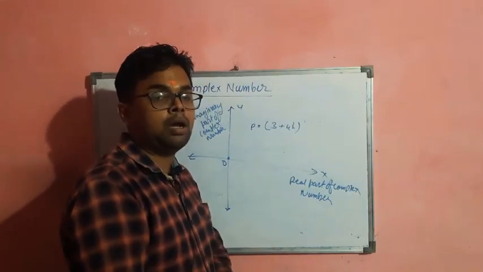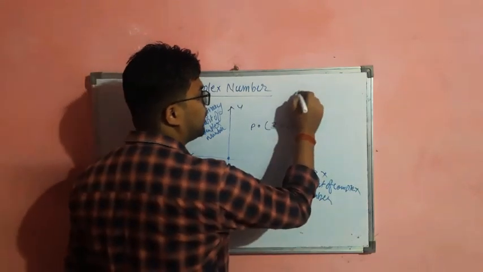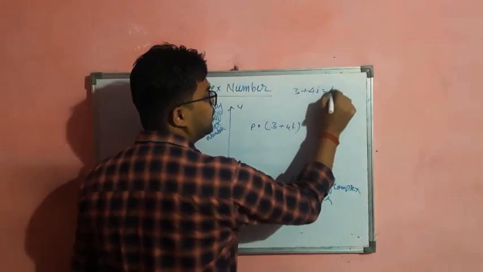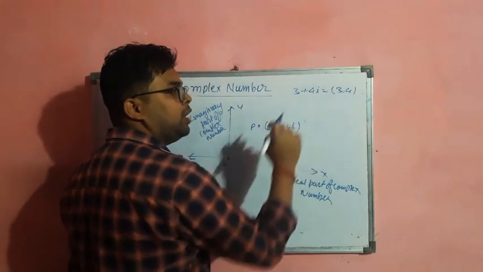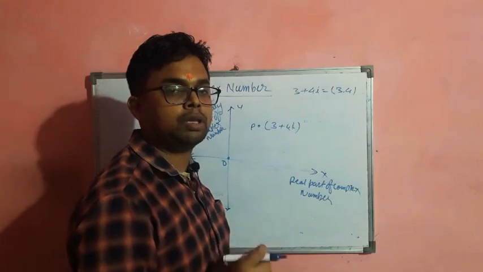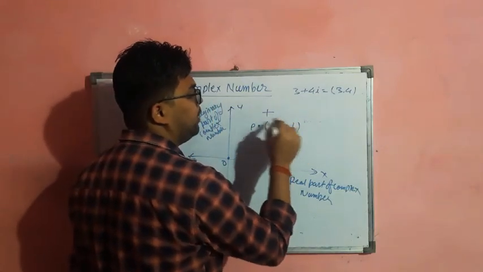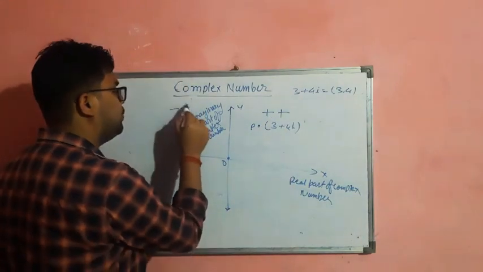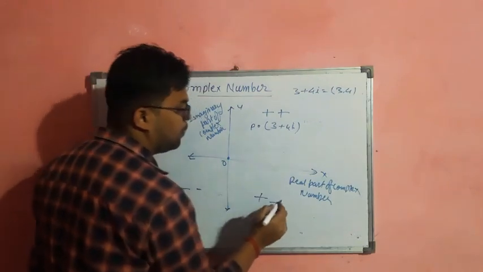Because I know the ordered pair of this complex number. Since 3 plus 4i is a complex number, the ordered pair will be (3, 4). Here the real part and imaginary part are both positive, and you know that in the first quadrant we get plus plus, in the second quadrant minus plus, in the third quadrant minus minus, and in the fourth quadrant plus minus.